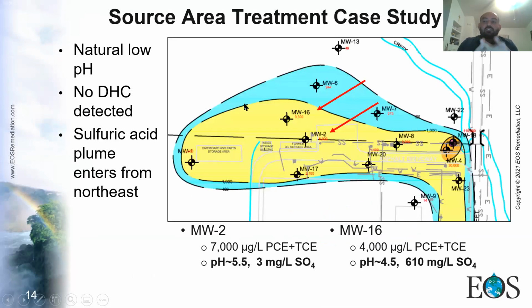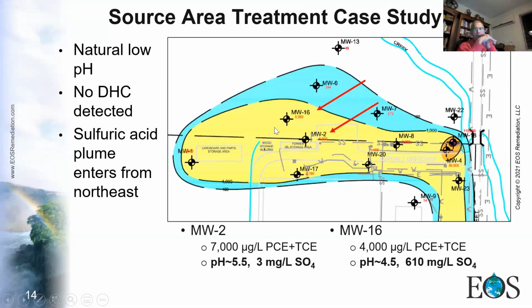So now we can show what wonders pH control does when treating chlorinated compounds. Here we show you a site in the US. It was quite a challenging site that had a quite high concentration of chlorinated compounds, over 7,000 micrograms per liter. One of the challenges here is that the pH was quite low initially.